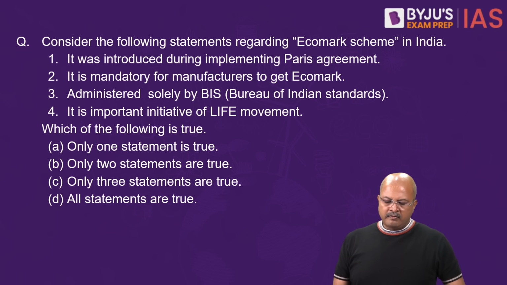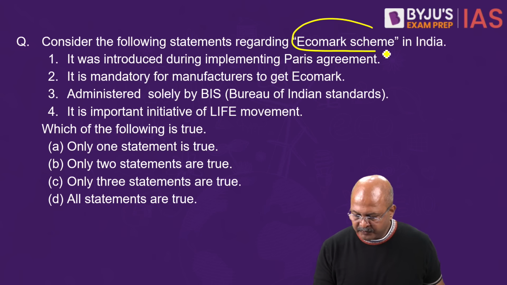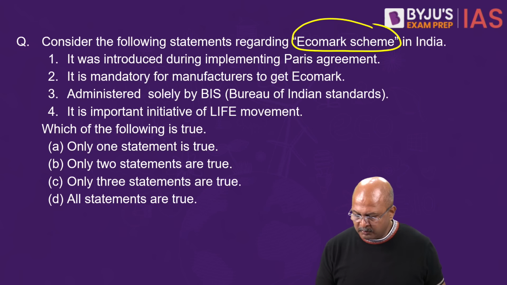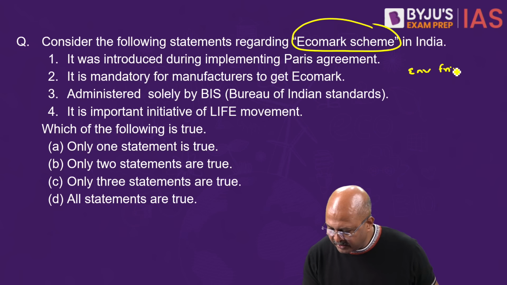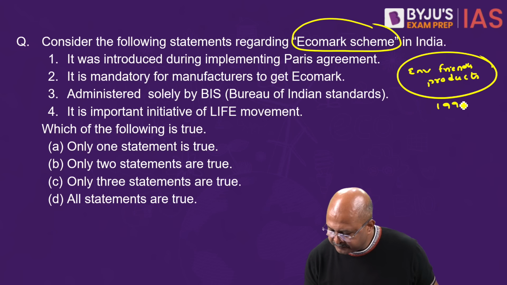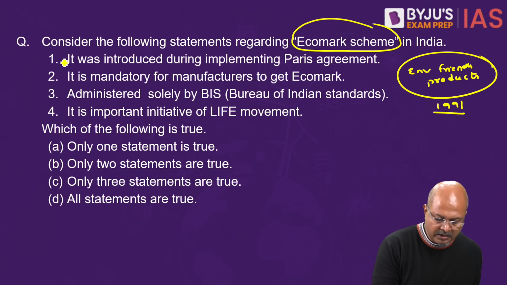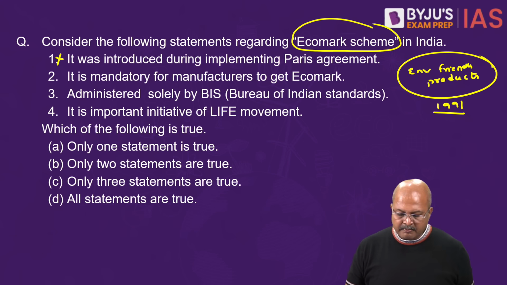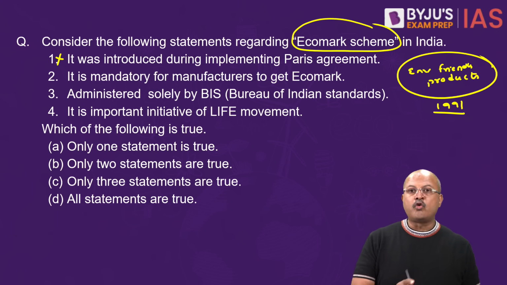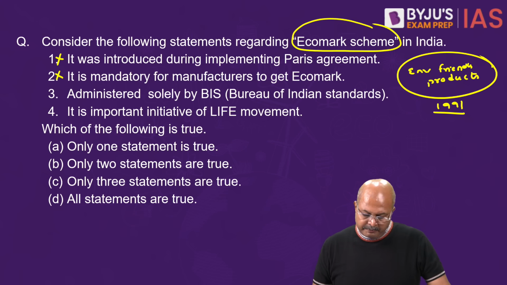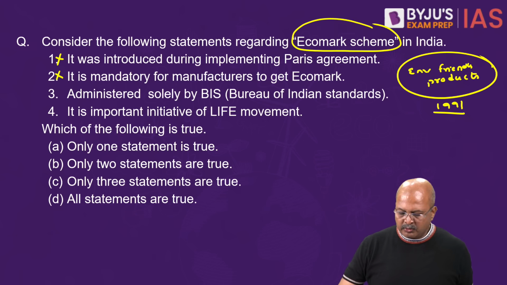Consider the following statements regarding the Ecomark scheme in India. Now, the Ecomark scheme is about environmental concern, so it is for environment friendly products. And it was introduced in the year 1991, not with reference to the Paris Agreement. The Paris Agreement is associated with the International Solar Alliance. Is it mandatory for the manufacturer to get Ecomark? It is voluntary, not mandatory. It is voluntary, not mandatory. Then, it is administered solely by BIS, and it is an important initiative of the LiFE movement.